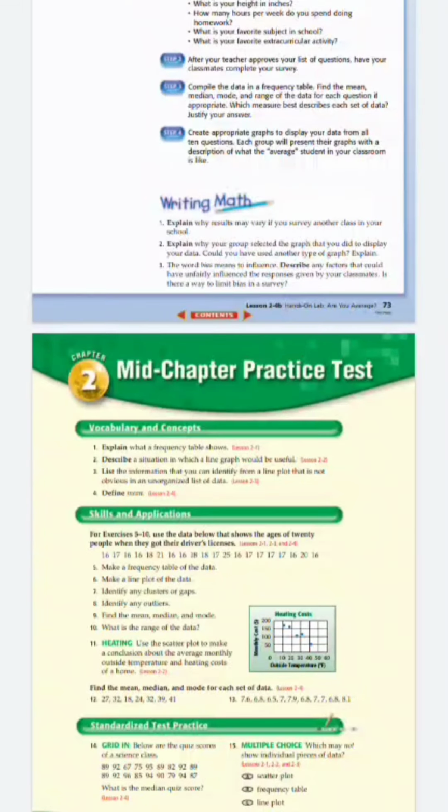Describe any factor that could have unfairly influenced the responses given by your classmates. Is there a way to limit bias in a survey?